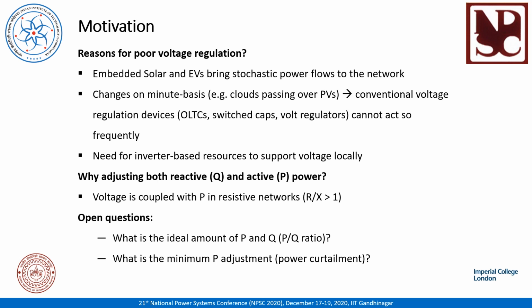Now, why adjust both active and reactive power to regulate the voltage? Because for a weak grid where R by X ratio is more than 1, the voltage is coupled with reactive as well as the active power. Therefore, the questions are: what is the ideal amount of P and Q to obtain the maximum voltage regulation, and what is the minimum P adjustment, because curtailment of P should be right to avoid the loss in the revenue.